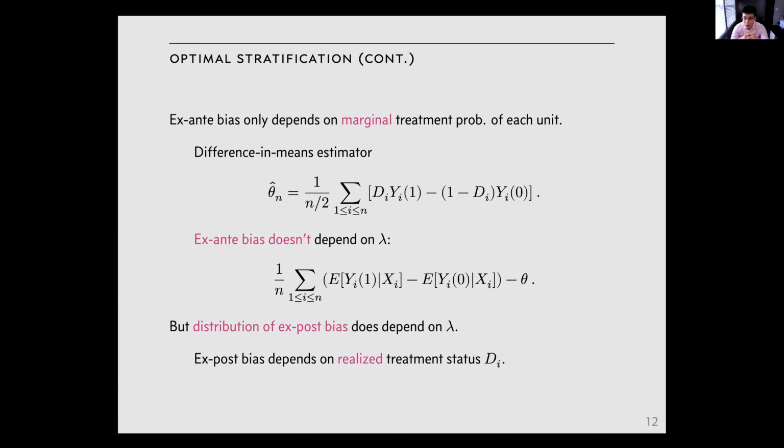But it's a different story for ex-post bias. The distribution of ex-post bias actually does depend on stratification. And the reason is that, again, ex-post bias is a function of your realized treatment status. And the distribution of your realized treatment status D will depend on your stratification lambda. So the distribution of ex-post bias will in turn depend on lambda, or your stratification.